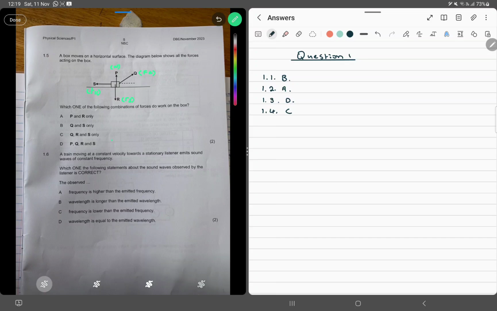Which one of the following combinations of forces do work on the box? So forces that are acting parallel to the surface are the only ones that are going to do work. So it has to be forces acting on the box parallel to the surface, because it is moving horizontally. So it's only parallel forces.